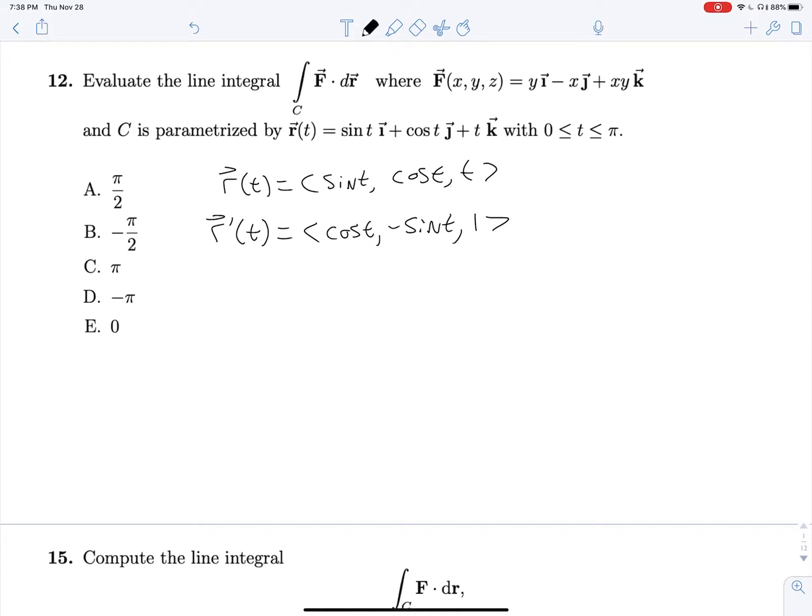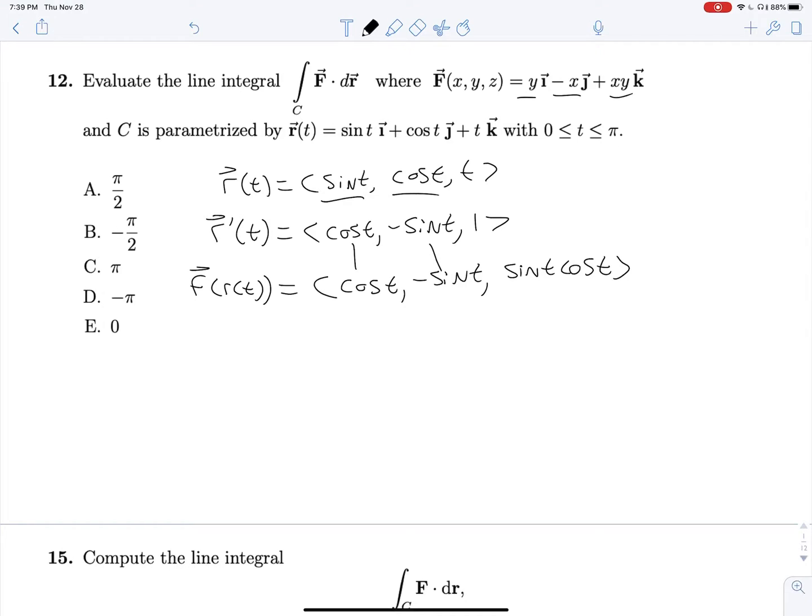And now we just need our F of r of t. Well, F is, our x component is y up here, so that's going to be cosine t. And then we want negative x, so negative sine of t. And then we want xy for our z component, so that's going to be sine t cosine t.